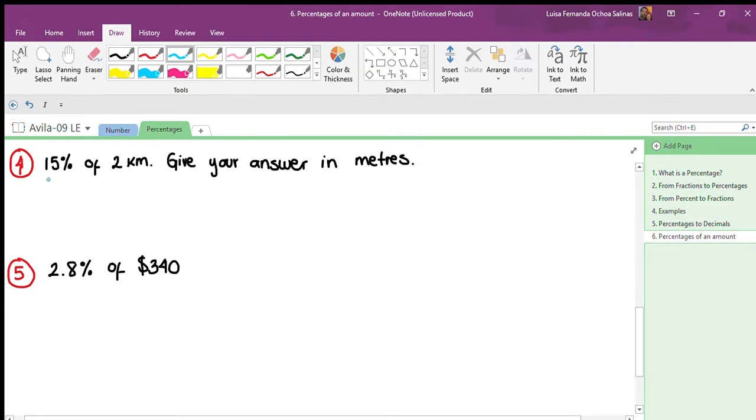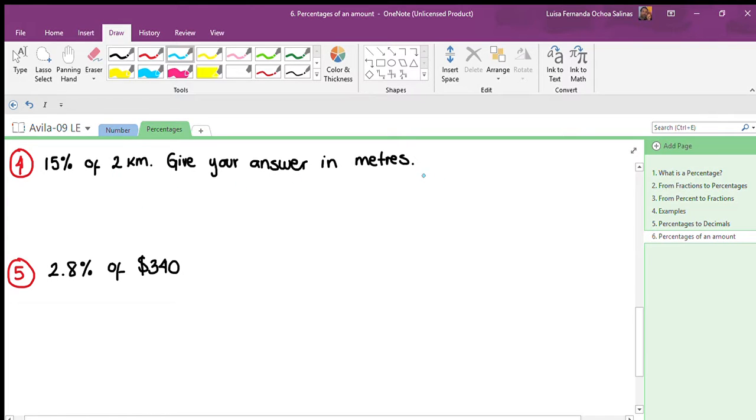Okay, let's do example 4. Example says 15% of 2 kilometers. Give your answers in meters. So some of you have done a little bit of conversion of units here. I'm not worried about this. So in case, if you know how to do it, perfectly do it. If you don't know, use Google. If you put 2 kilometers into meters, it's going to tell you.